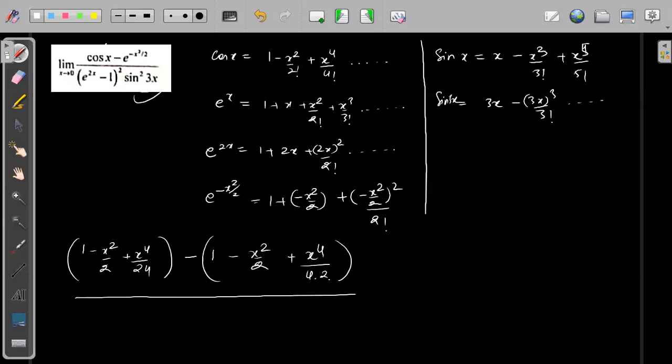E to the power 2x I have already written, e to the power x this, so this is 1 minus 1, so minus 1 minus 1 plus e to the power x is 1 plus 2x plus 2x whole square by 2. I will not write any other term because the term has to come as factor. Next, last term is this one, sine of this. So this is 3x minus 3 cube x cube by 3 factorial, and this is whole square.